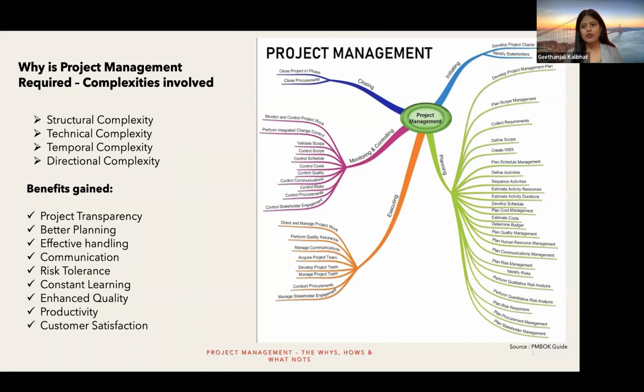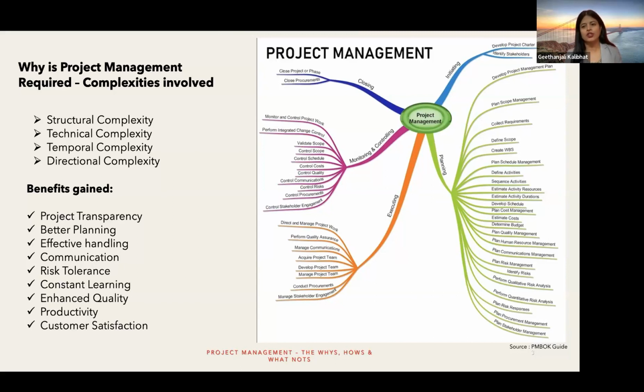Then effective handling, of course. You are in the driver's seat. You have your thinking cap on, everything. So you are an extremely expertised multitasker, I should be saying. So effective handling is something which comes out of project management.